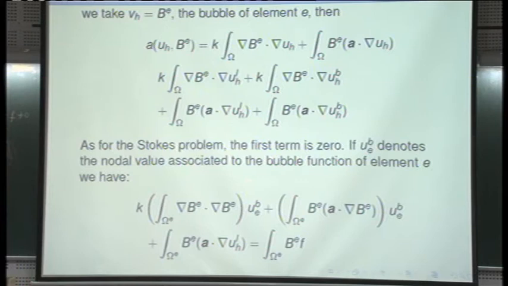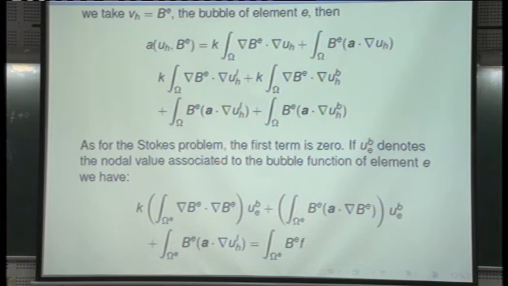Why? Because we integrate by parts. We will get the Laplacian of the linear part of U, and the Laplacian of the linear part is 0. And the boundary term is 0 because the bubble vanishes on the boundary. Okay? So that term is 0. It cancels.